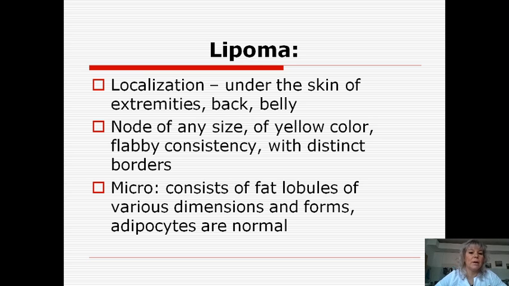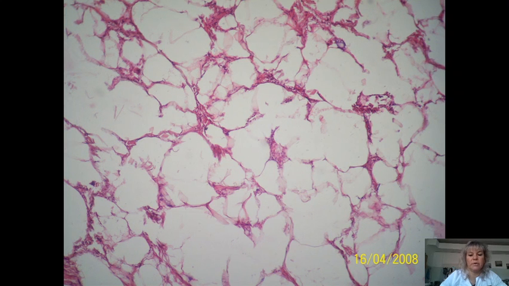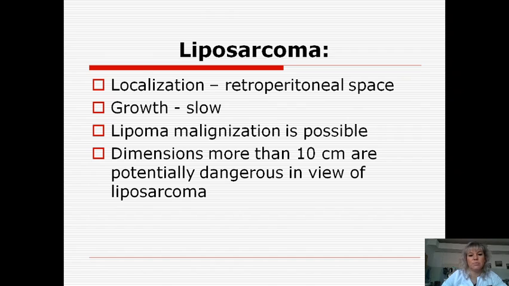What about lipoma? Localization more often under the skin of the extremities, in the back, in the belly. Node of any size, of yellow color, flabby consistency with distinct borders. Histologically consists of fat lobules of various dimensions and forms. Adipocytes are normal. Node about 3 centimeters of yellow color and normal adipocytes.